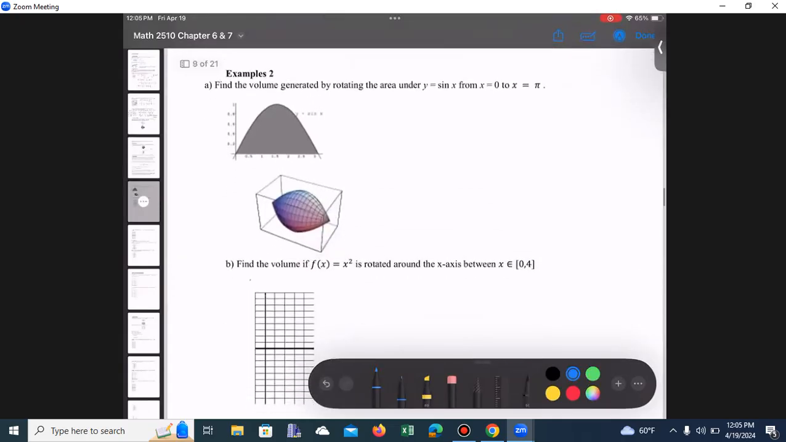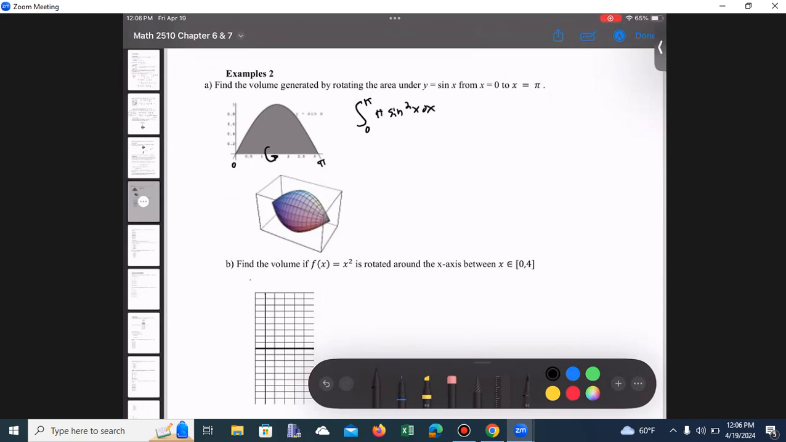Right, so let's get to an example here. We're going to rotate sine around the x-axis, which makes what looks like kind of a football or lemon. And this is only going to go from 0 to pi. So we're going to have the integral from 0 to pi of sine squared x dx. Now we're going to have to bring in some trig identities here as we go through.